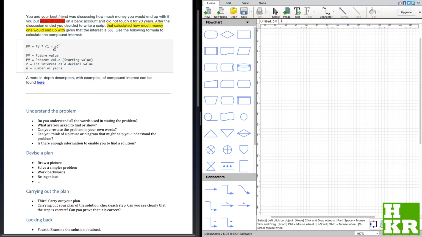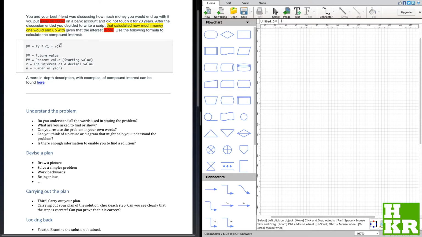And then there is an R and an N. What is the R? The interest as a decimal value. We have the interest here. It tells us that the interest is 5%, but as a decimal value, what does that mean? Well, 5% as a decimal value would be equal to 0.05. So that is what we're looking for instead. So that's what we're going to plug in here in our formula.